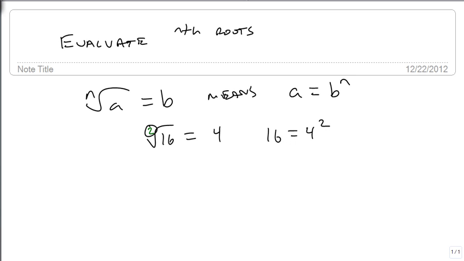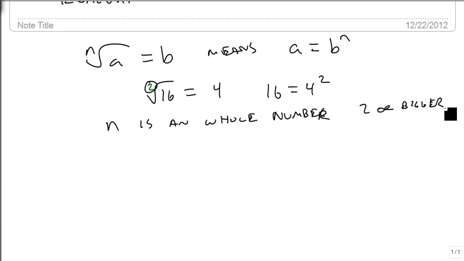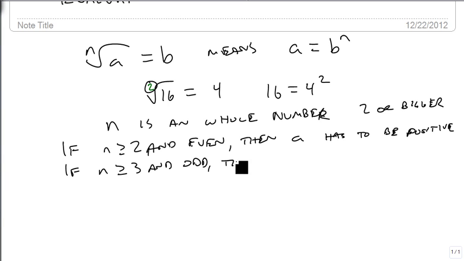But there's a couple of things to keep in mind. There are some differences here. N is an integer, or rather a whole number, because it has to be positive. And in fact, it has to be 2 or bigger. It can't be 1. A first root doesn't make any sense. And if n is greater than or equal to 2 and even, then A has to be positive, or we can't get a real number out of it. If n is greater than or equal to 3 and odd, then A can be any real number.